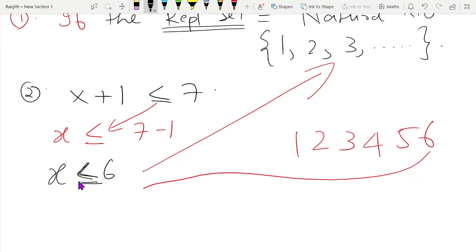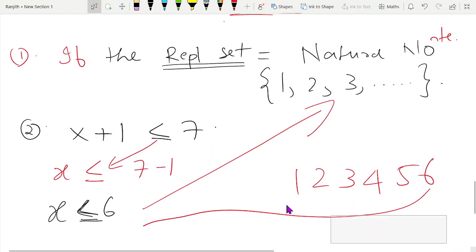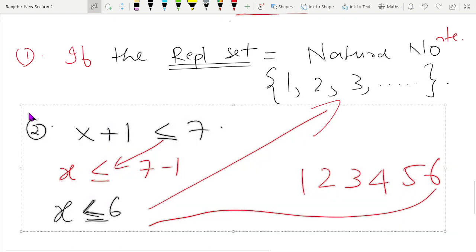Find the truth set if the replacement set is given. Your replacement set is the limit. Remember that the replacement set is the limit given. You can't cross that limit. Done. Okay, I'll erase the second question.